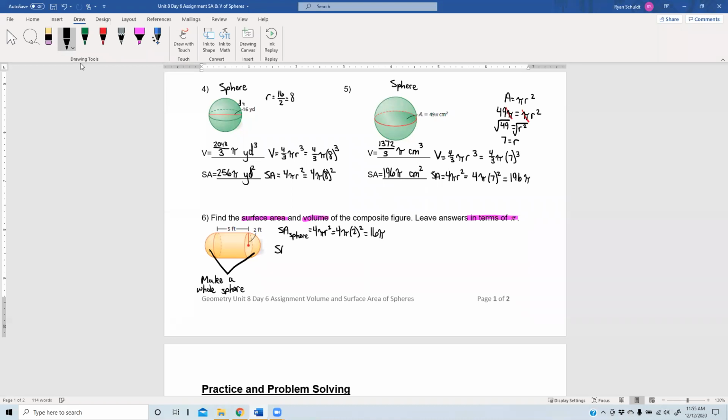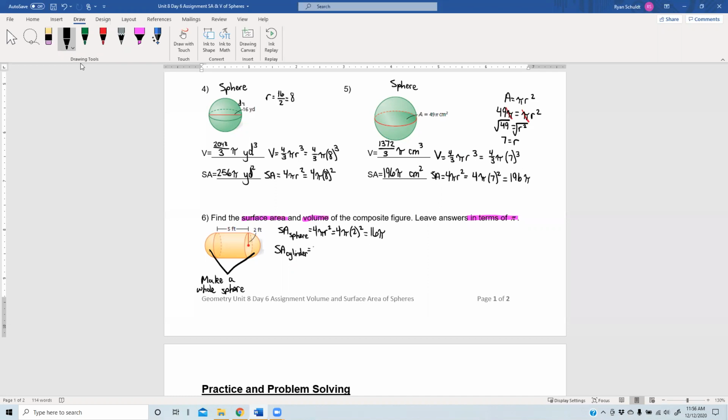Then we need the surface area of the cylinder. So in case you forgot, now let's think about this for a second. Surface area of the cylinder, what kind of surface area do we want? Do we want to include the bases in this? No, we don't, because the bases are actually inside the shape. We put spheres on the end, and that took our bases away. So we just need lateral area of the cylinder.